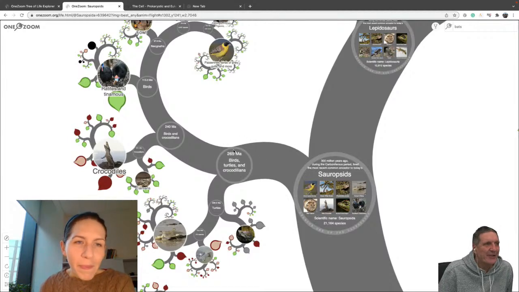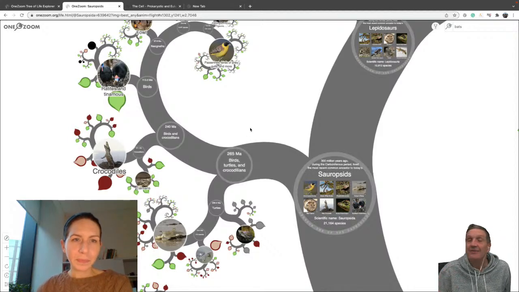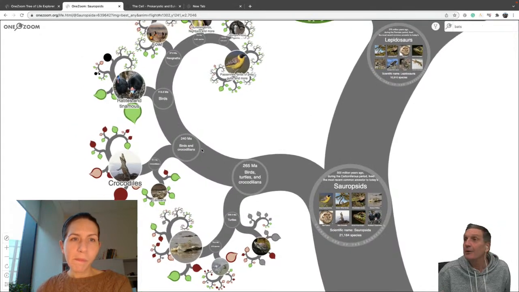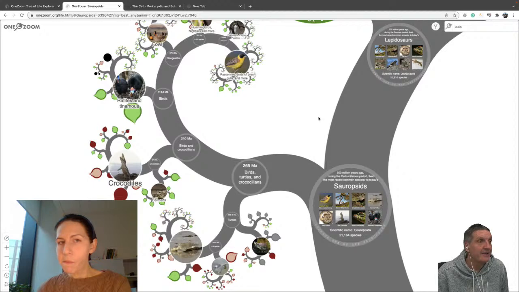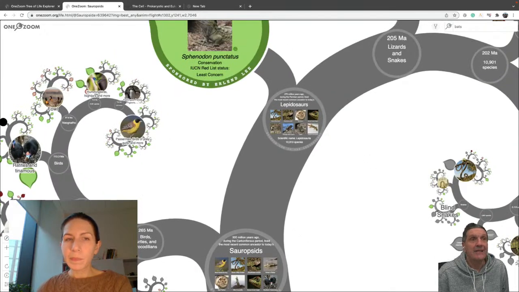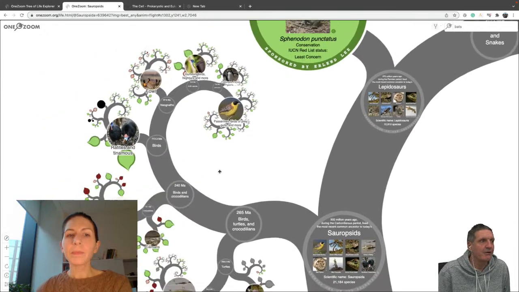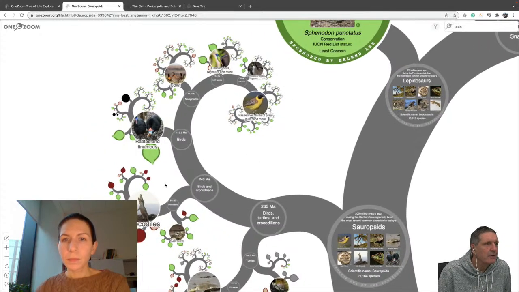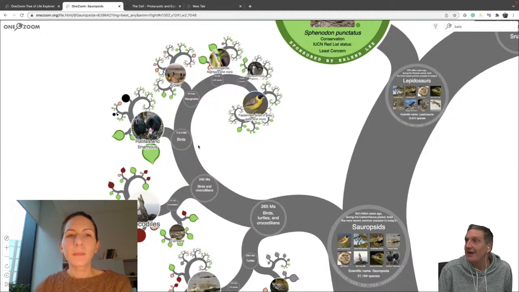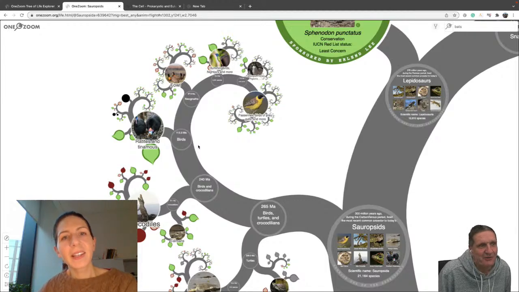So here come the birds, turtles, and crocodilians. Now that's crazy for me, because I didn't know that birds and crocodilians are more closely related than, for example, lizards and snakes are to birds, right? I didn't know that. So here we go. Only 240 million years ago are the crocodiles and the birds, right? Wow, that was a surprise to me.